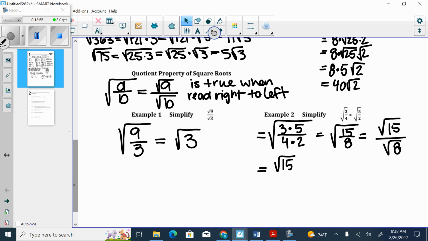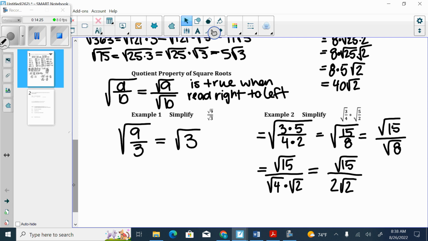What about in the bottom? Is there anything that multiplies to give you 8 that has a square root? There we go. So I could rewrite this as square root of 4 times square root of 2. Right? And what is the square root of 4? 2. Good. So this would become square root of 15 over 2 square root of 2.